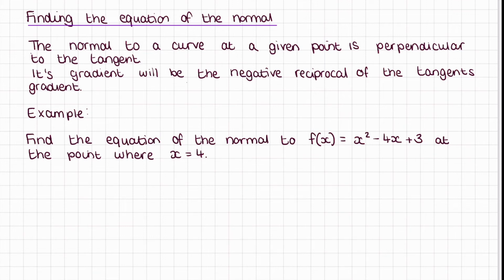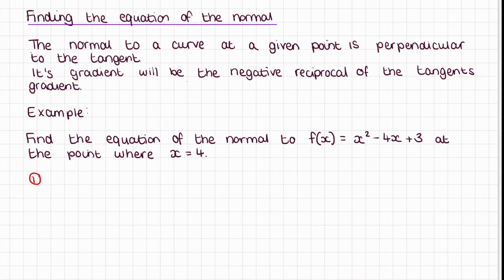In this example, find the equation of the normal to the function y equals x squared minus 4x plus 3 at the point where x equals 4. First of all, we need to find the y-coordinate of the point when x equals 4 on the original function. So we want f of 4, which would equal 4 squared minus 4 times 4 plus 3, which is just 3. So our original coordinate is (4, 3).